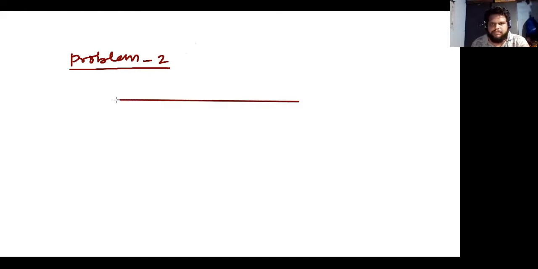Today I'm going to take up the second question, that is problem number 2. In the last problem we have seen the continuous beam when both ends are fixed. But here we have to see when one end is fixed and the other end is hinged. I will give you the question and the procedure will be the same.